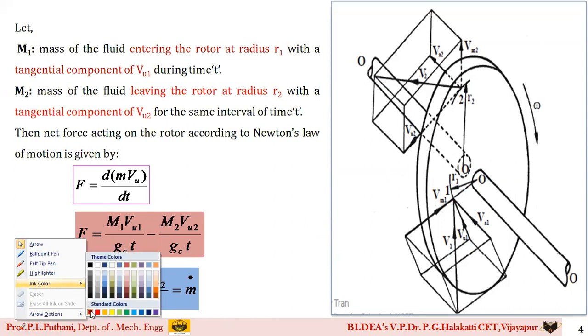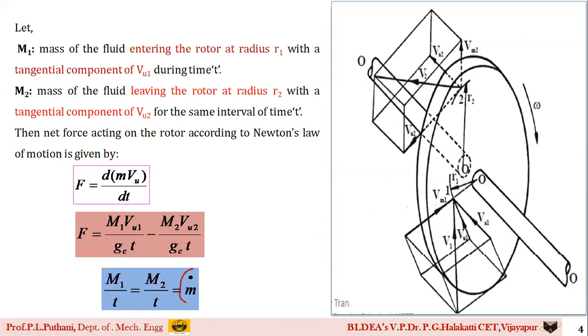So why have I taken this? Once again, I am telling you that whatever mass of fluid is entering, the same mass of fluid is going to come out. That is M1 is equal to M2, which is equal to M itself. As this is with respect to time, I put a dot, which means it is a mass flow rate, the same thing which I have taken here right now.